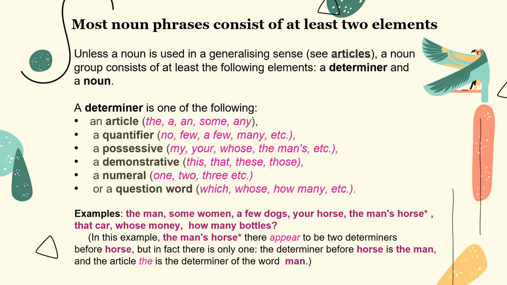many bottles. In this example, the man's horse, there appear to be two determiners before horse, but in fact there is only one. The determiner before horse is the man's, and the article the is the determiner of the word man.